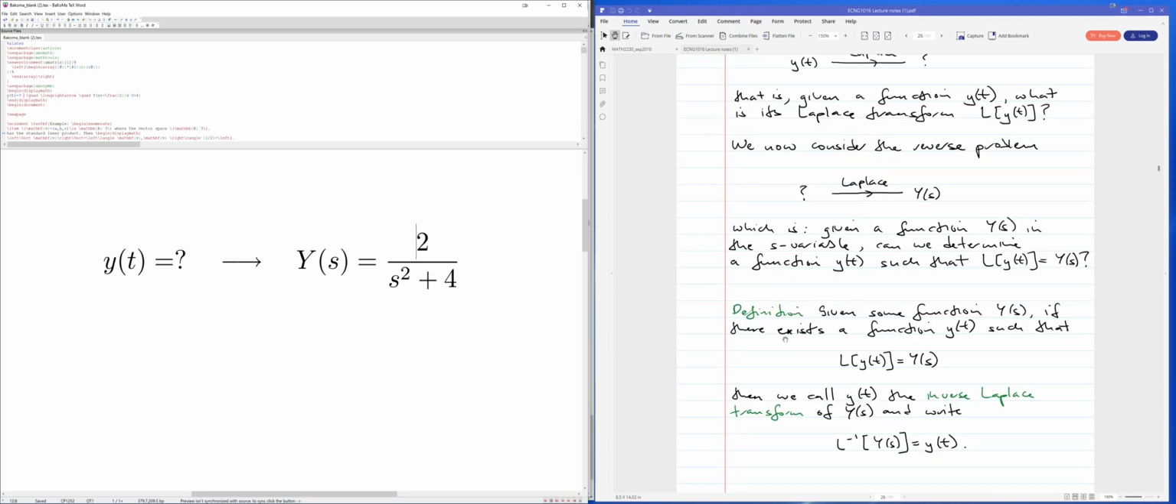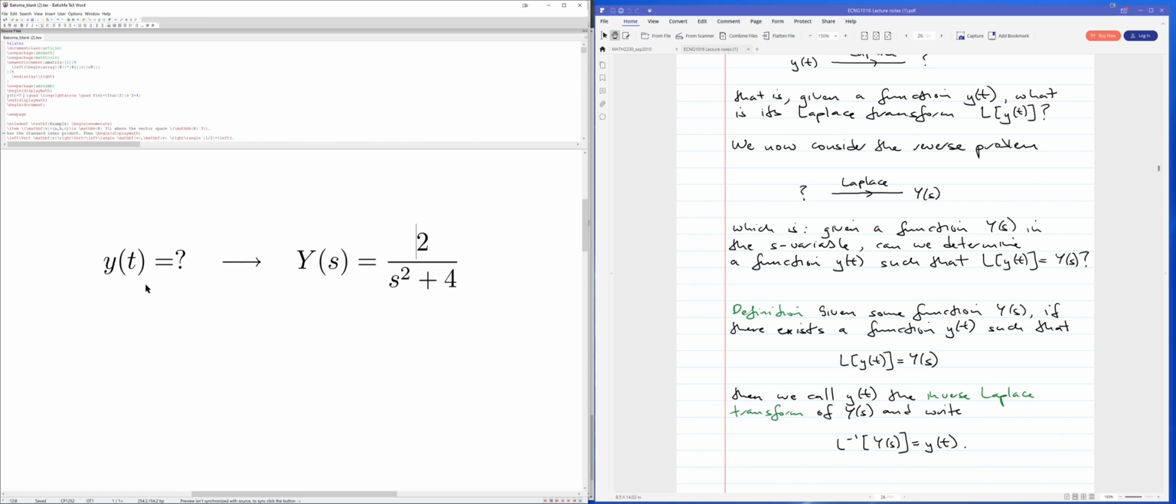Before I get into more details on this example, let's get some notation for going backward. The situation now is I have your function y of s, such as this 2 on s squared plus 4, and I'm trying to figure out the function of t such that when I take the Laplace of it, I get this 2 on s squared plus 4. So I'm trying to determine a y of t such that the Laplace of y of t is equal to y of s.